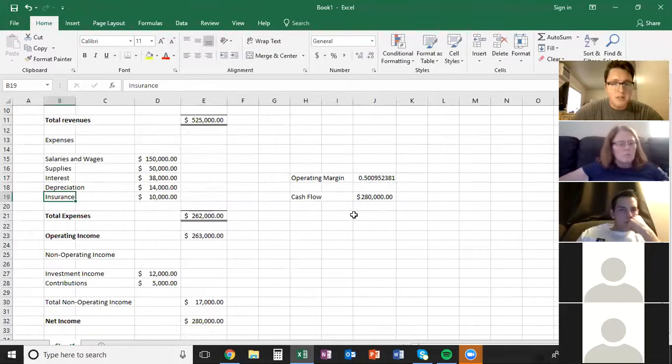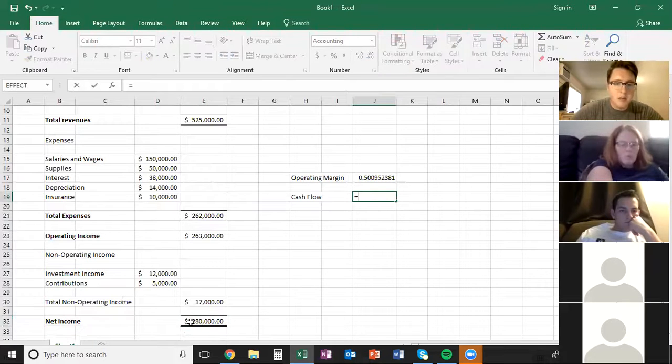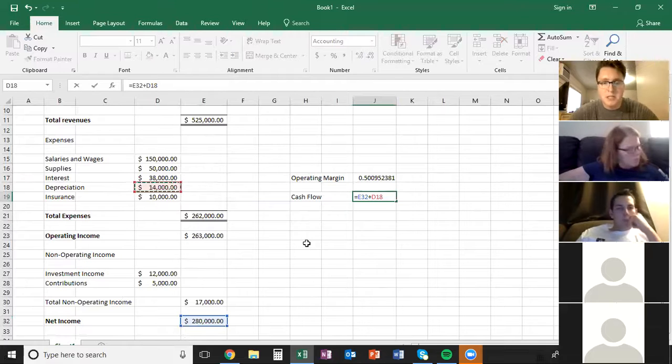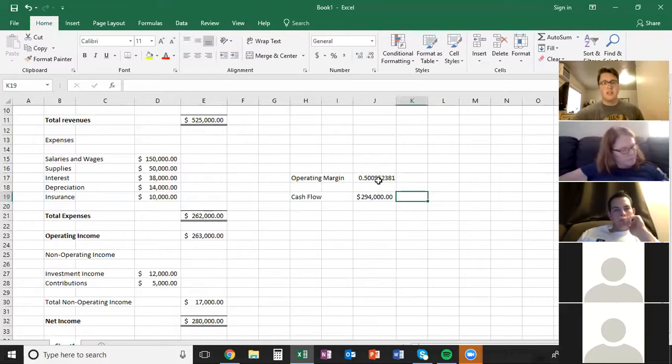So for cash flow, you want to take your net income and you want to add back any non-cash expenses. In this class, the only one that we are going to deal with is depreciation. Another example of a non-cash expense might be like amortization, but we won't ever see that here. So just remember, net income plus depreciation gives you your cash flow, and that gives a more accurate picture of the cash coming into the company. And that, sorry, go ahead.